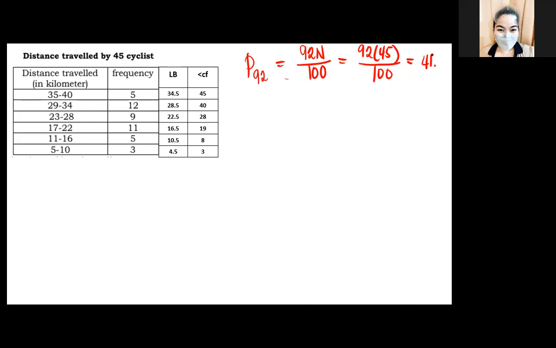41.4 o 5? 4 po. Wala na siyang kasunod. Okay. So we have 41.4. Saan siya included dito?